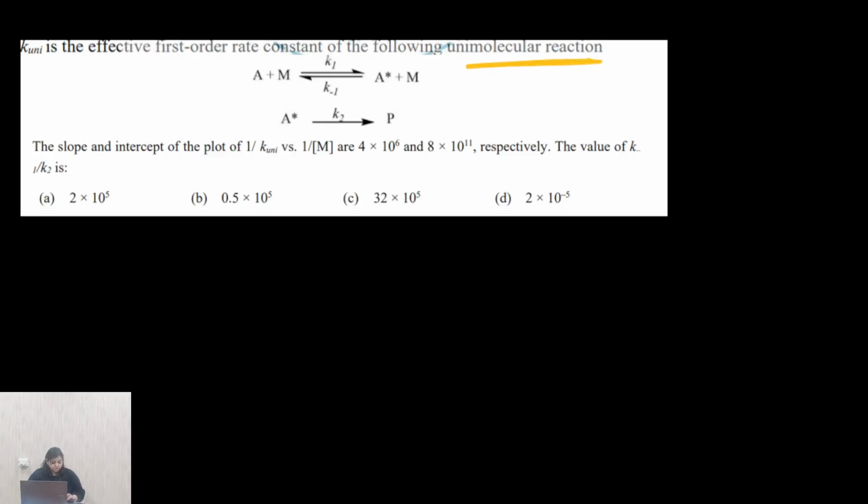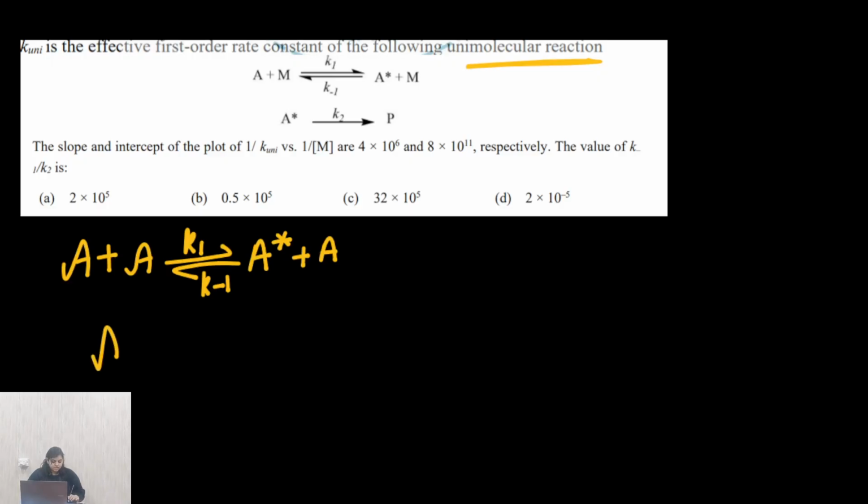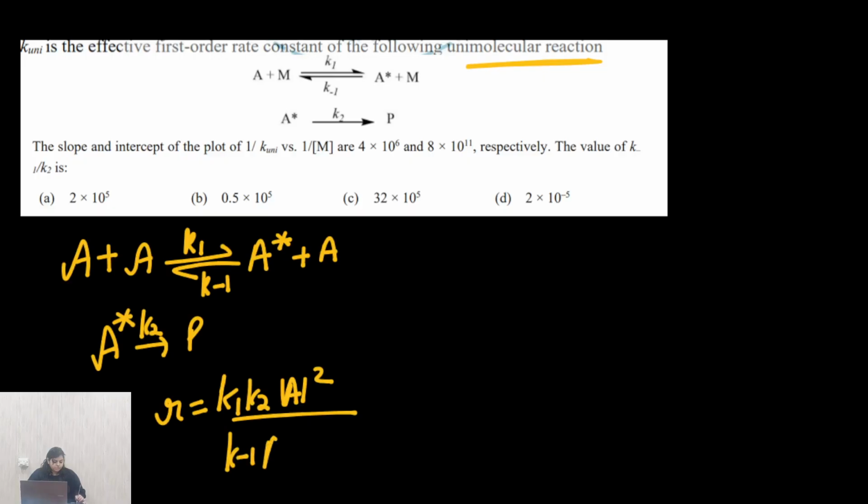For the unimolecular reactions, we have the mechanism like this: A plus A is activated with the rate constant K1, giving us A star plus A. In the backward direction, it is K inverse. In the second step, A star goes with the rate constant K2 to the product formation. For this, the rate expression we get is K1 into K2 into A square upon K inverse of A plus K2. This is the rate expression we are getting.